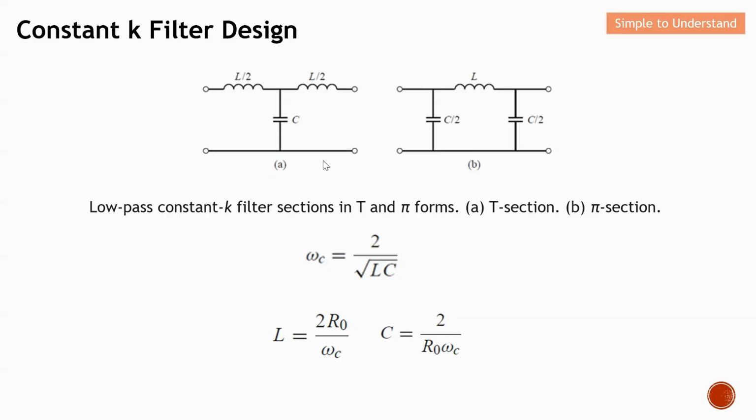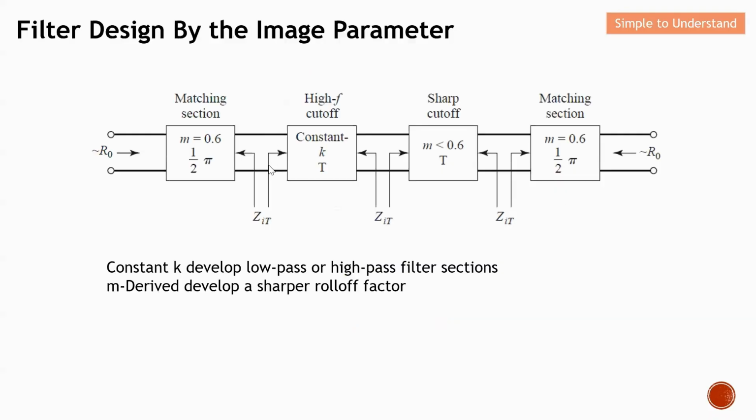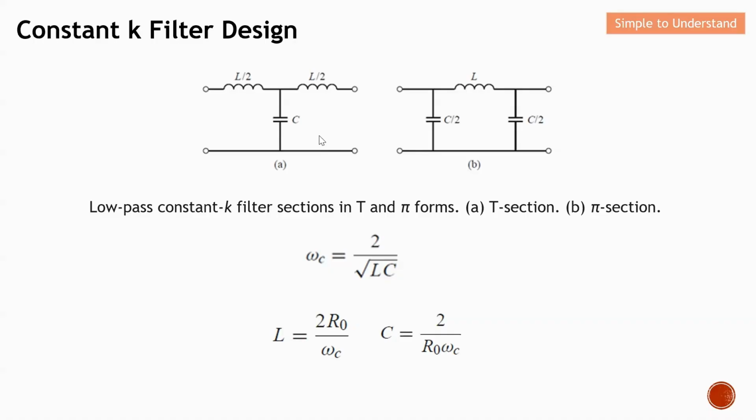Let me kickstart the design rule of constant K filter design. Basically, these will be the stages to design a constant K. Like I mentioned earlier on, typically we determine whether it is a low pass or high pass filter. This diagram here shows the low pass filter. You can configure them as a T or a pi form. So this is for the T form, and this is for the pi section.